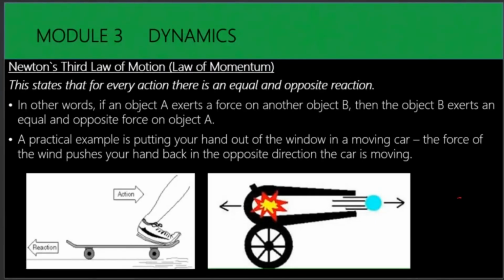So the third law, which is the easiest law, is the law of action and reaction. It states that for every action, there is an equal and opposite reaction. In other words, if an object A exerts a force on another object, object B will exert an equal and opposite force or reaction on object A. So this is just a practical example.